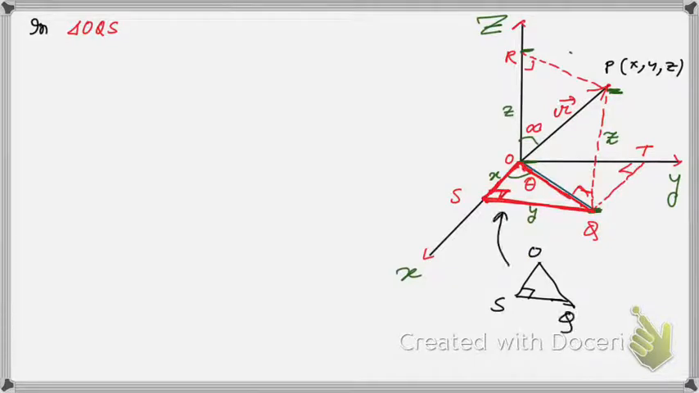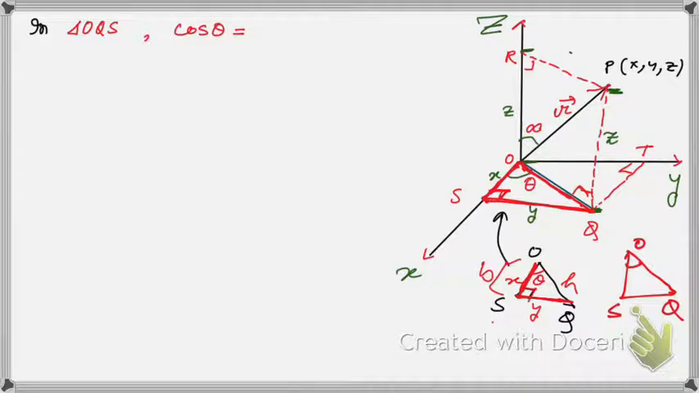So this is O, this is Q, this is the OQS triangle, and here theta is this angle SOQ. SQ is Y and OS is X, right? So here you see, from this triangle you can find cos theta. OS is the base, OQ is the hypotenuse, so base by hypotenuse is cos theta, right?